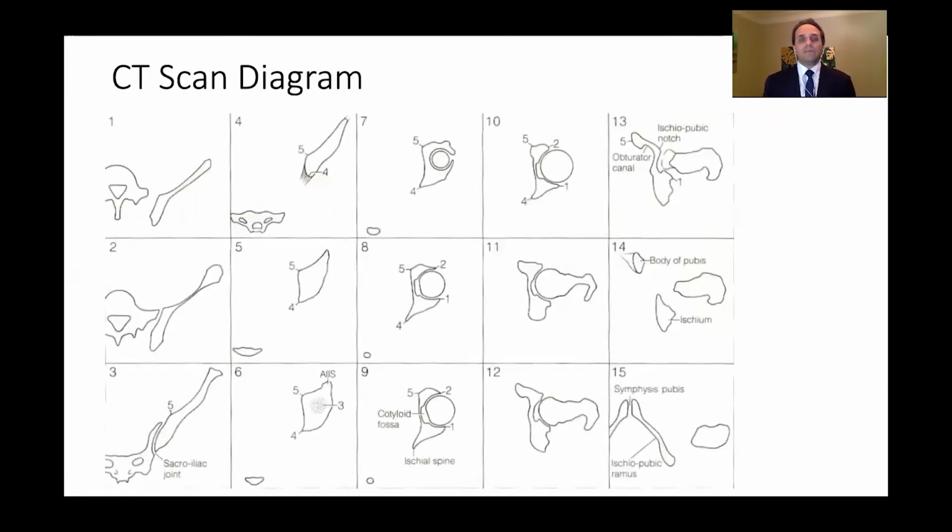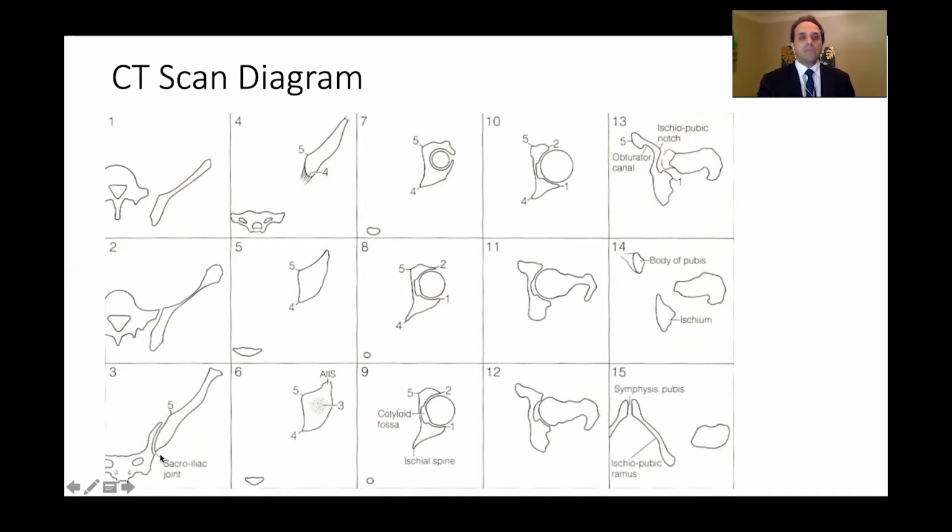These are the classic CT cuts, and we start from 1 to 15. These are the classic cuts where we will see, number 1, the posterior wall. Number 2 is the anterior wall. Number 3 is the roof or the dome, where you see the shadow of the femoral head. 4 is the posterior column, and 5 is the anterior column.